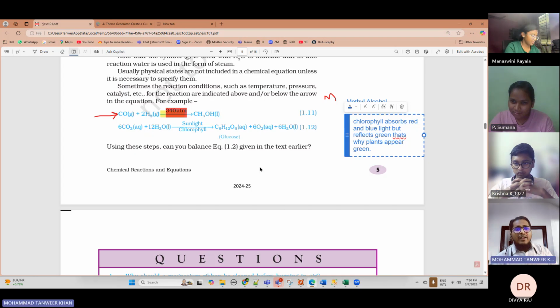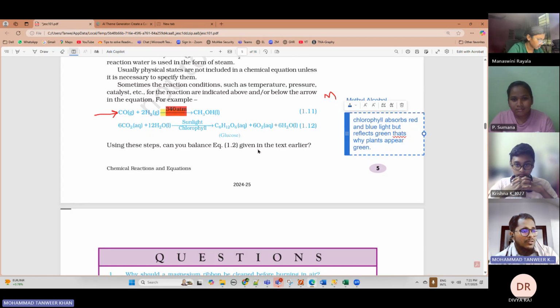Correct. Why do plants appear green? They absorb red and blue light and reflect green light, that is why they appear green. Right? Okay, good. Using these steps, can you balance equation 1.12 given in the text earlier?